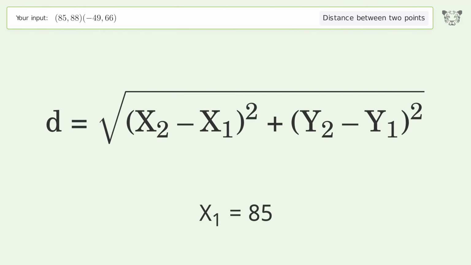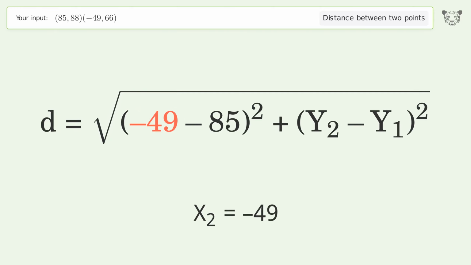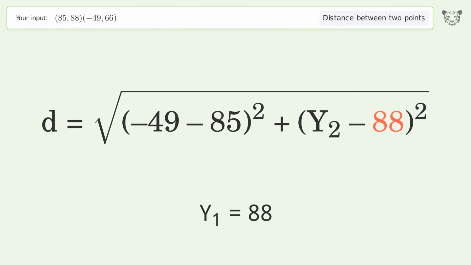x1 equals 85. x2 equals negative 49. y1 equals 88. y2 equals 66.